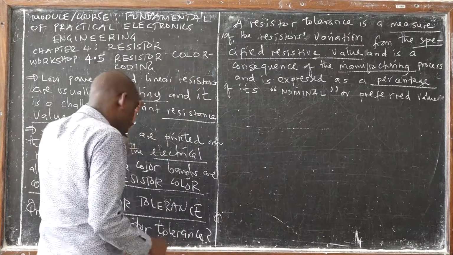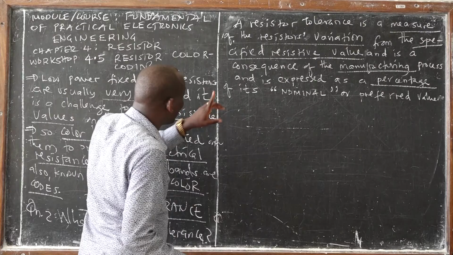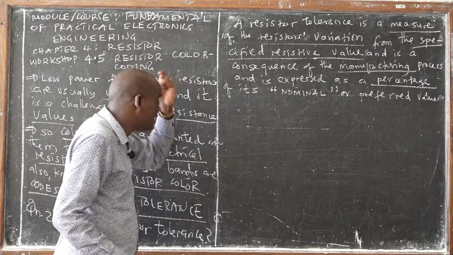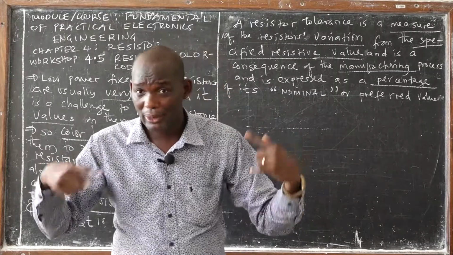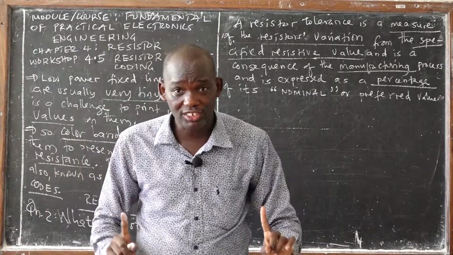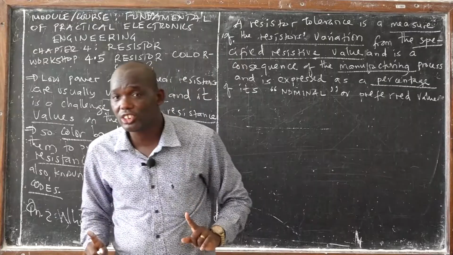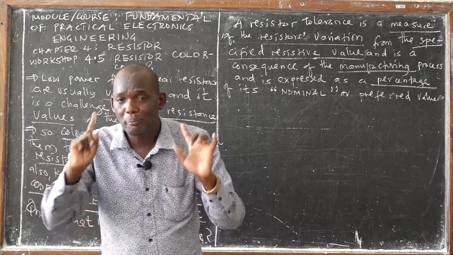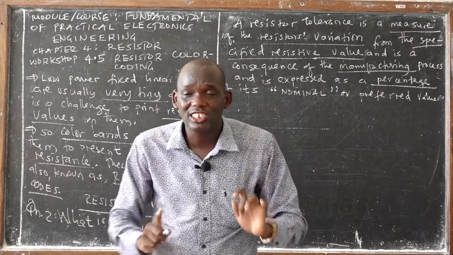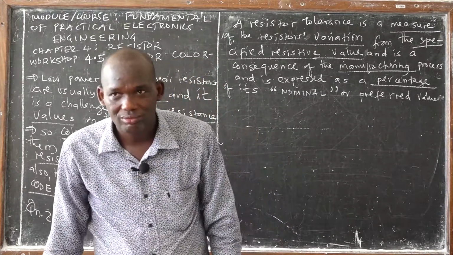Let me just explain to you practically. So the resistance is the measure of resistor variation. Remember we are learning about fixed resistors, whose values are not varying. But when they make it, there's no way to make a resistor whose resistance is exactly 100 ohm.